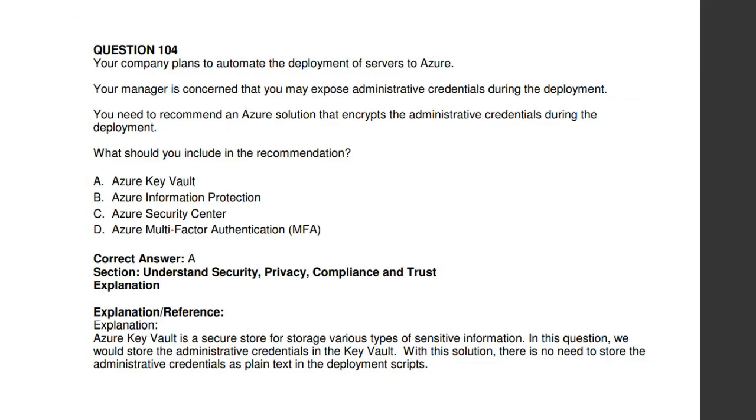Moving to question 104. Your company plans to automate the deployment of servers to Azure. Your manager is concerned that you may expose administrative credentials during the deployment. You need to recommend an Azure solution that encrypts the administrative credentials during the deployment. What should you include in the recommendation? The answer is Azure Key Vault.